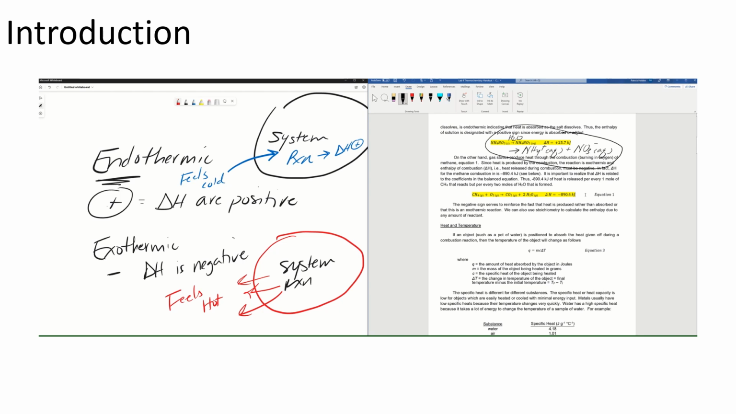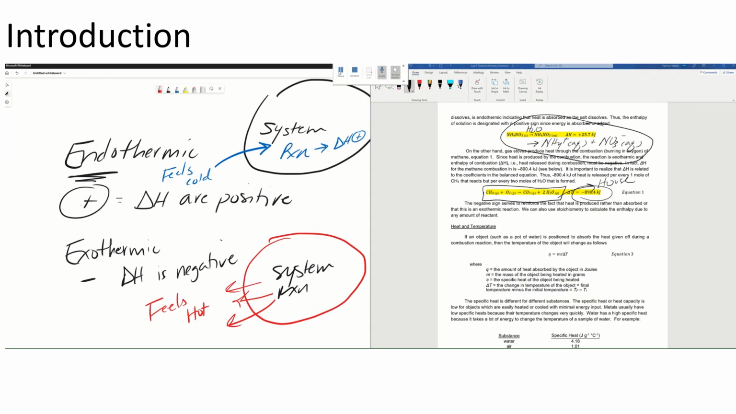kilojoules. So that heat that's being given off, that's exiting the system. Remember, this combustion reaction here is the system. The heat given off is going into the surroundings, which is your house, or it's going into your food, right, if you are cooking your food using natural gas. So this is the most common example of an exothermic reaction.